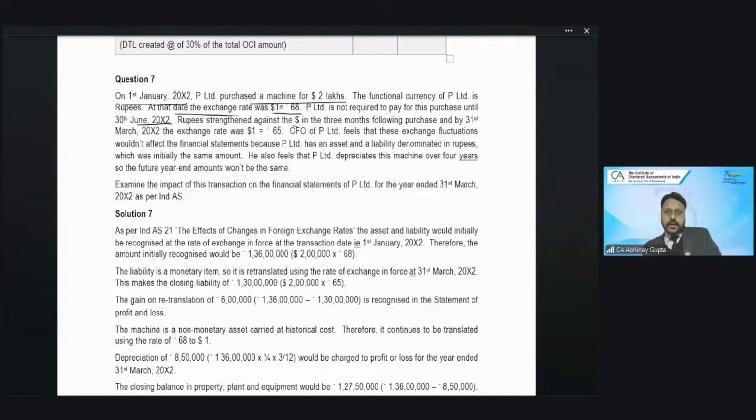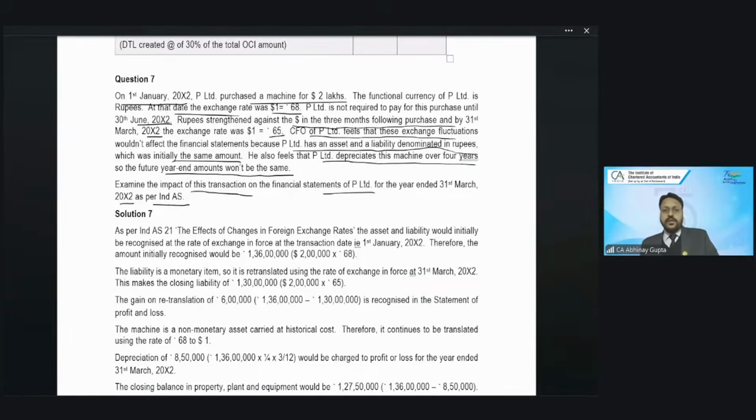Rupees strengthened against the dollar in the 3 months following purchase, and by 31st March 2002, the exchange rate is $1 equal to 65 rupees. The CFO of P Limited feels that exchange fluctuations would not affect the financial statements because P Limited has an asset and a liability denominated in rupees, which were initially the same amount. He also feels that P Limited depreciates this machinery over the 4 years, so the future year-end amounts won't be the same. Examine the impact of this transaction on the financial statements of P Limited for the year ended 31st March 2002 as per the Ind AS.